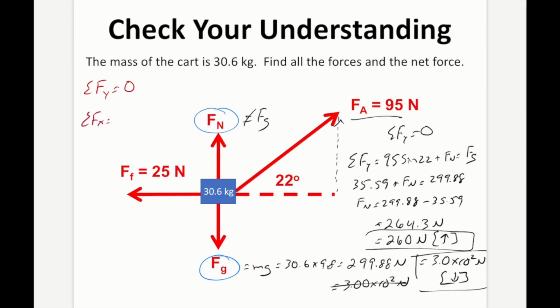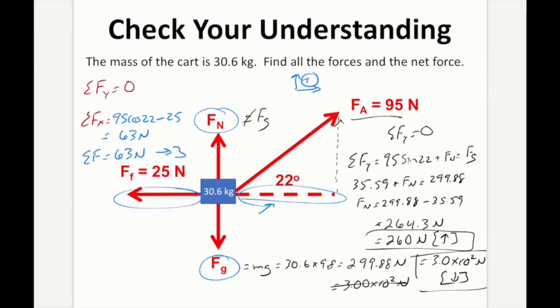So Fx is going to include this guy right here and this guy right here. So the sum of the F's are going to be the 95 cos 22. That's this guy right here. And we're going to say that right and up are positive. Then we're going to say minus 25. So 95 cos 22 minus 25 is going to equal 63 newtons. And we get a positive value. So the sum of the forces is going to be 63 newtons to the right. And that's our final answer for the sum of the forces.